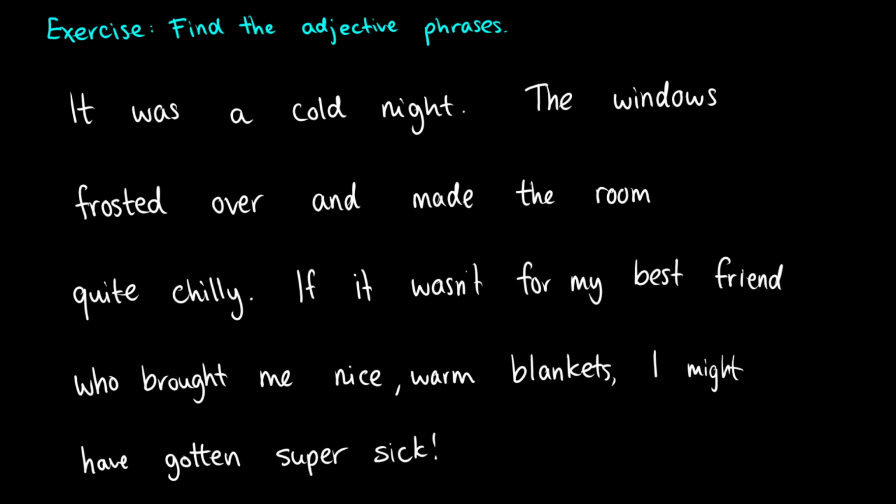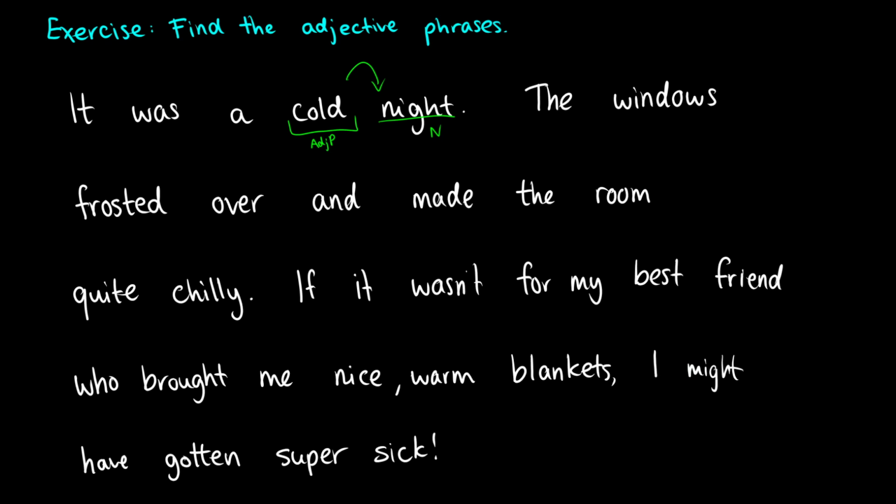Okay, let's find the adjective phrases here. First sentence, it was a cold night. So here we have an adjective phrase, cold. It consists of just the adjective cold, and it talks about the night. So it's modifying this noun, night.